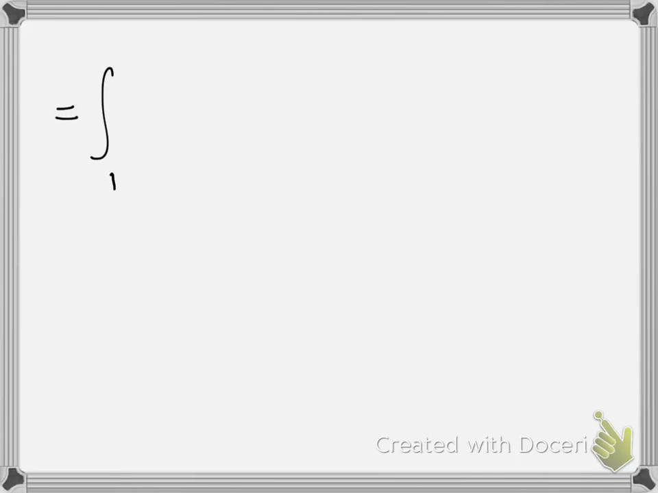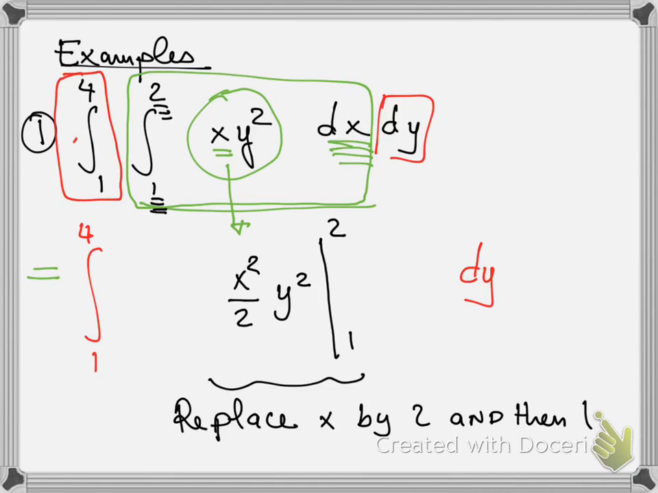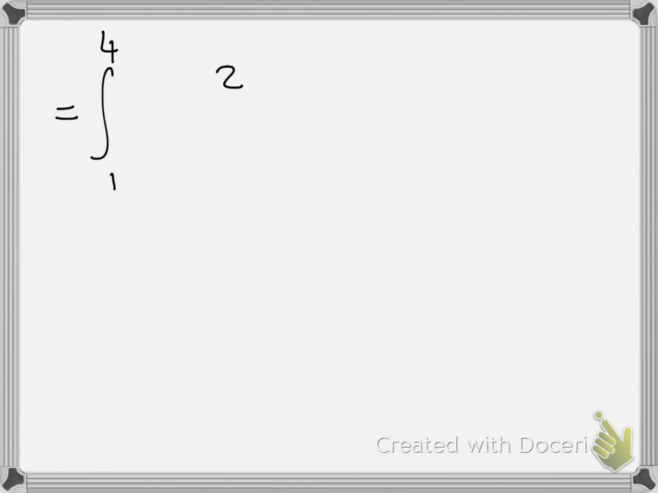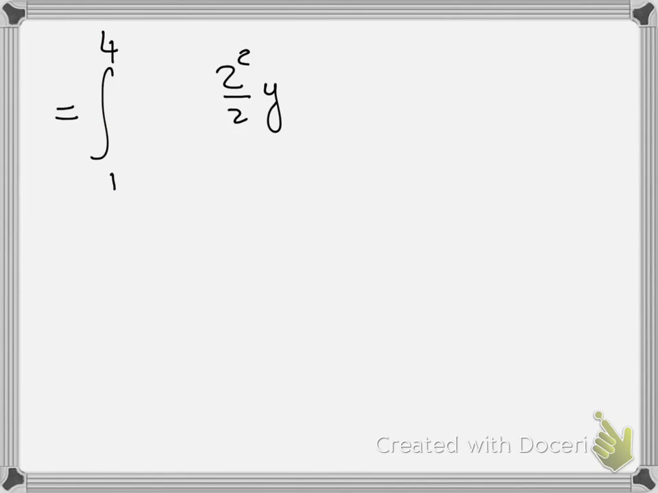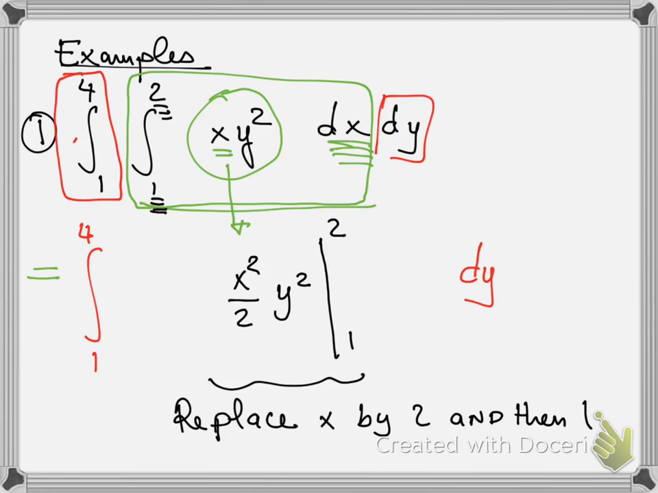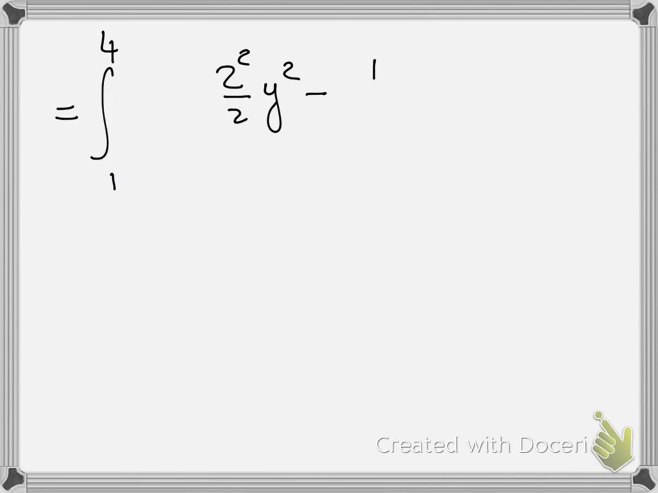So we have again this 1 to 4 here. And then you replace x by 2. So that will be 2 squared over 2 times y squared, minus, and then you replace x by 1, so that's minus 1 squared over 2 times y squared. Okay, and then we have the dy. All right, so I just integrated with respect to x, assuming y is a constant, and then I plug 1 and 2 in x, okay, and then take the difference, of course.